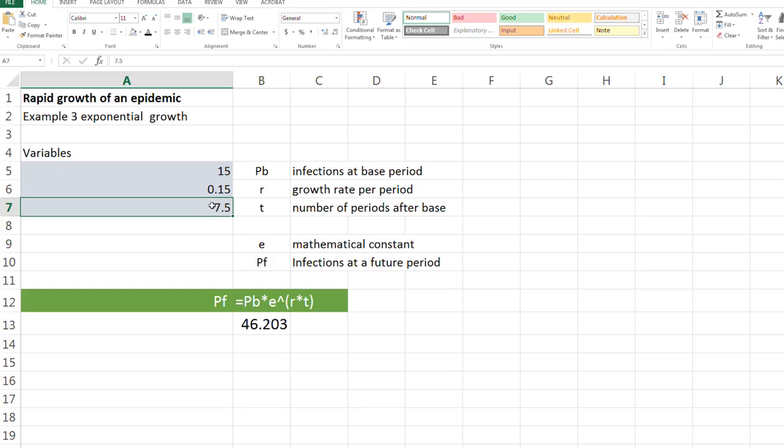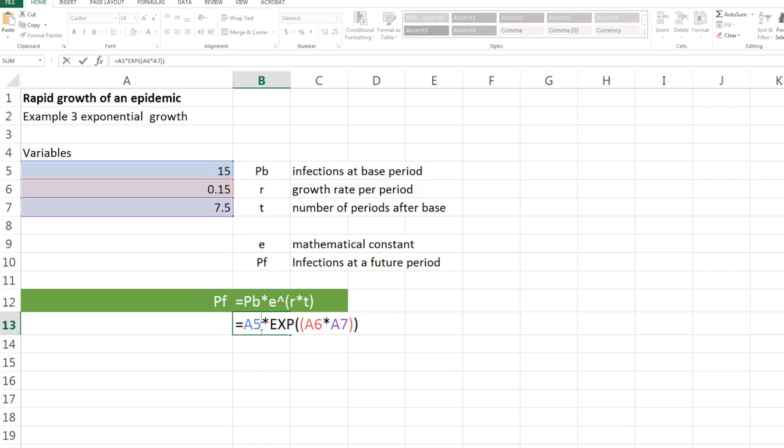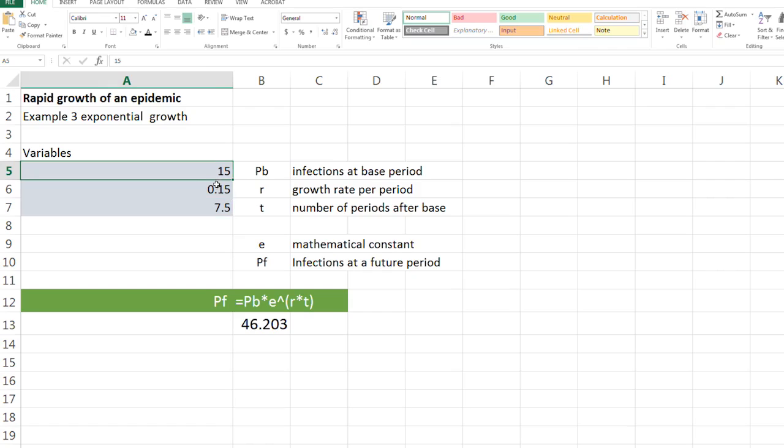How many people will those doctors need to plan on treating? Well, the objective function to determine that is located in cell B13. PB equals the number of infections at the base period 0. R is the rate of growth per period. T is the number of periods after the base. So I wrote the formula using the cell addresses for PB, R, and T, those being A5, A6, and A7.